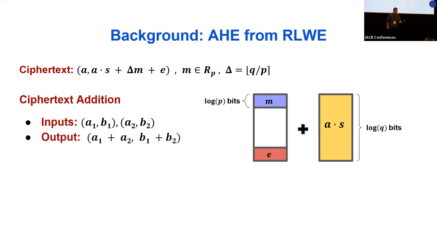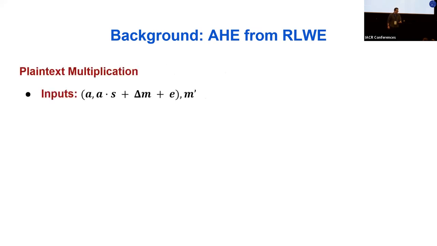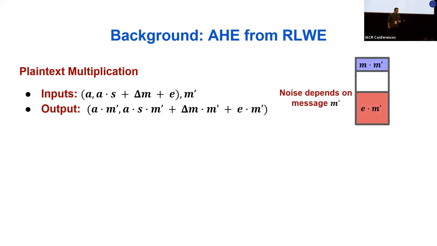Ciphertext addition becomes very easy. You take the two ciphertexts and you just add them component-wise. Plaintext addition in the same way, really. Plaintext multiplication is a simple operation, but maybe less simple in its implications. So again, we're just going to do the natural thing of multiplying through the plaintext M prime by our ciphertext. So this gives us an encryption of M times M prime, but the problem now is that we have this error term that depends on M prime.